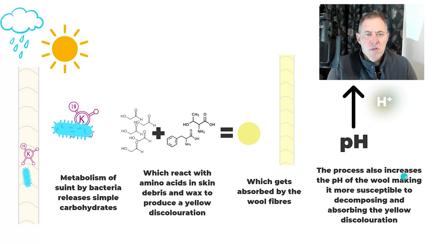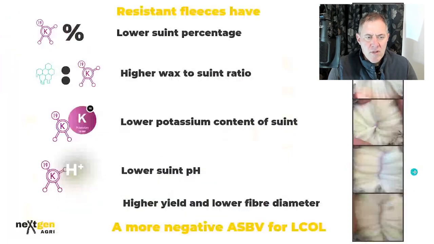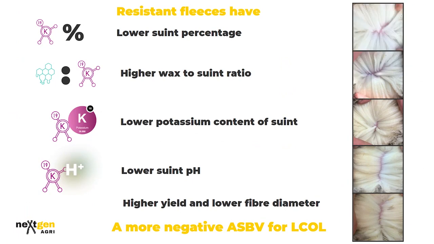And so I guess the question is, what can you do about that, or what does that mean? The cool thing is that we can change some of those components and therefore change the likelihood of going yellow. We see that some sheep under those same conditions will go yellow, and some will stay perfectly white. So the white ones, or the ones more resistant to wool discoloration, tend to have a lower suint percentage, so a higher wax to suint ratio. They have a lower potassium content of that suint, and they have a lower suint pH. They also have a higher yield and lower fibre diameter, which are other correlations there. So finer wool is whiter and higher yielding wool.